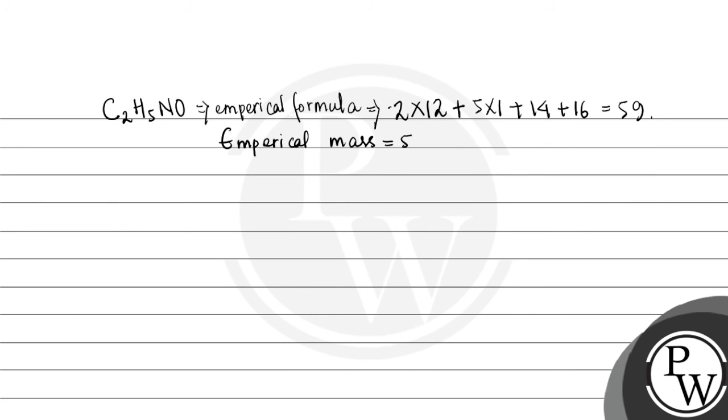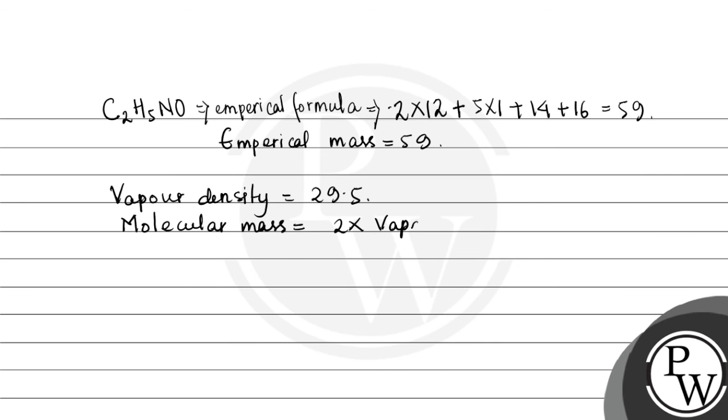Now it is given in the question that vapor density is equal to 29.5. We know molecular mass is equal to 2 into vapor density, which will be equal to 2 into 29.5, which is equal to 59.